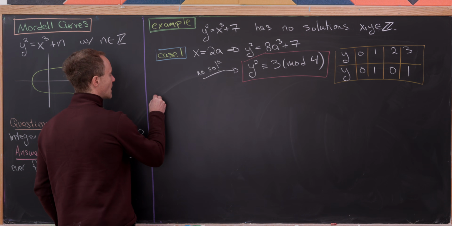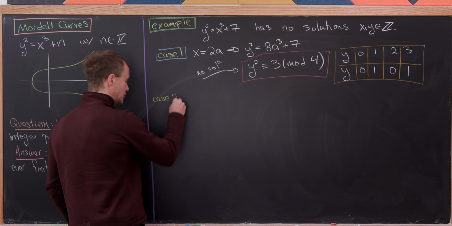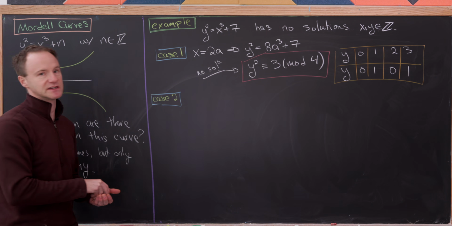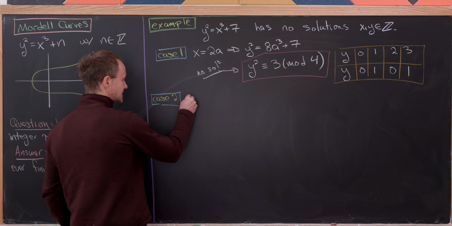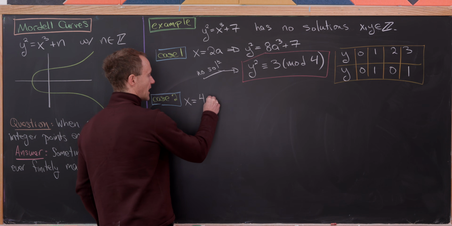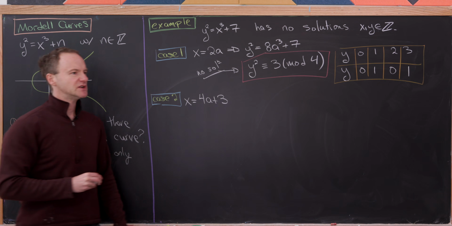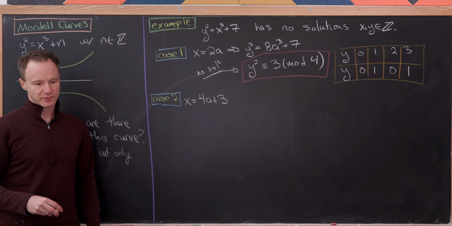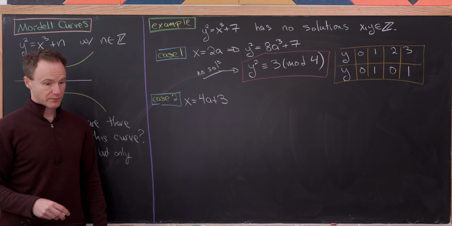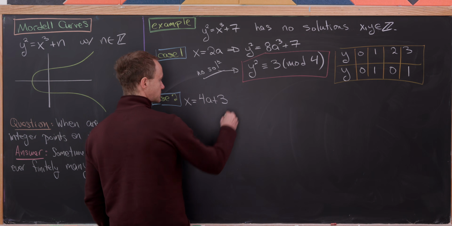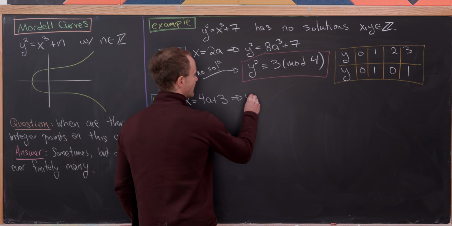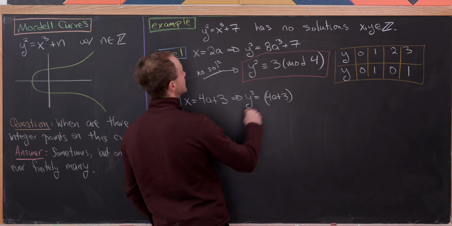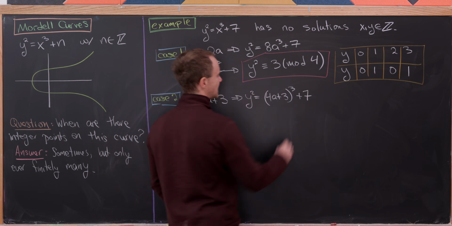Okay, so now let's move on to the second case, which is the first of our two odd cases which we'll investigate. And this is the case when x is equal to 4a plus 3. So all odd numbers are either of the form 4a plus 1 or 4a plus 3, and here we're going to look at 4a plus 3 first. Okay, but that means that we have y squared is equal to (4a plus 3) cubed plus 7.